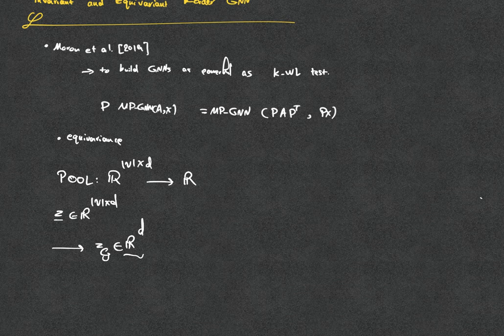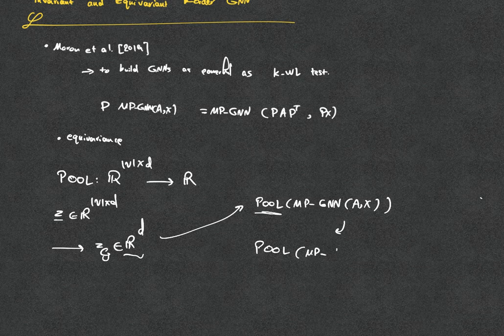Now having this, it's easy to see that if you apply the message passing GNN on adjacency matrix A and features X, and then do this pool operation on it, it'll be the same as doing the pooling operation on the outputs of the message passing GNN on the permuted version of the information. Which is kind of intuitive because you already know that if you, for example, permute the features, you're not going to impact any sort of pooling operation that applies to the entire graph. Now let's go back to this work.